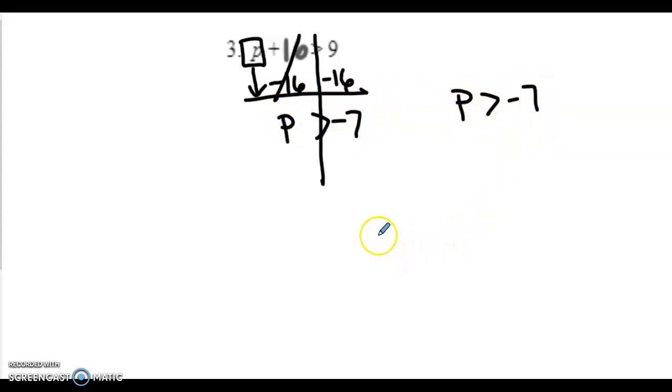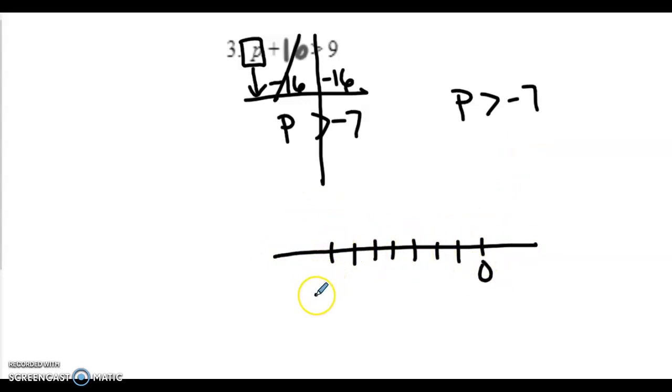So any number greater than negative 7, if we look at that on a number line, we have 0 and negative 7. There's not an equal to line, so it is an open circle. And then we think about making our arrow out of our symbol. And any of those numbers greater than negative 7 are part of our solution.